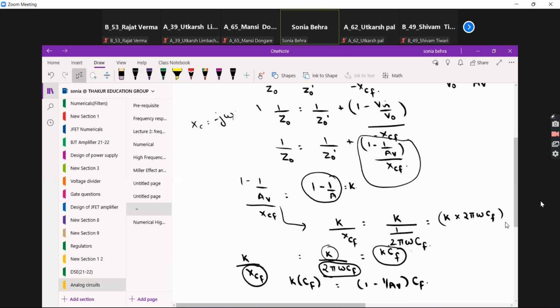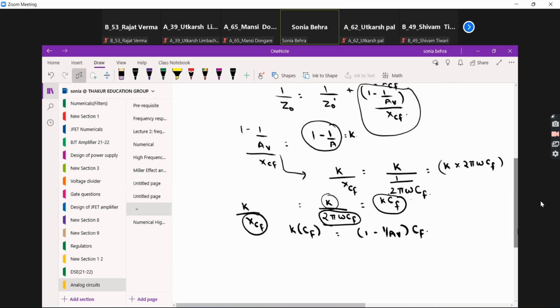So if I substitute it back, it will be 1 by ZO is equal to 1 by ZO dash plus 1 by XCMO. Again, it is an addition of inverse of your impedances. Therefore, we say that your output Miller capacitance is also connected in parallel.